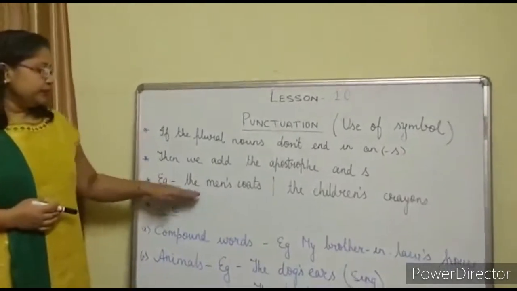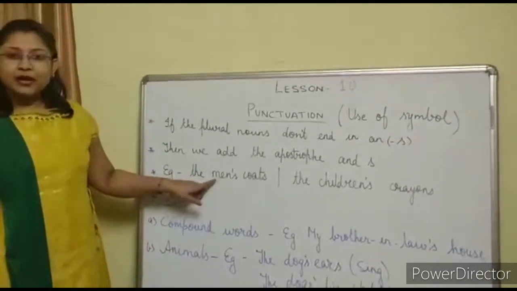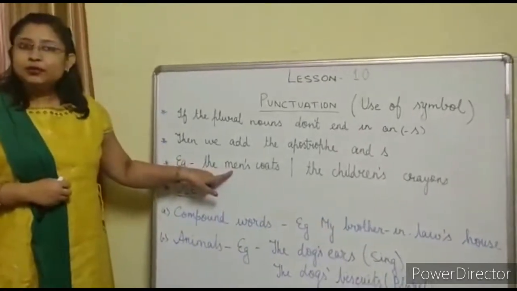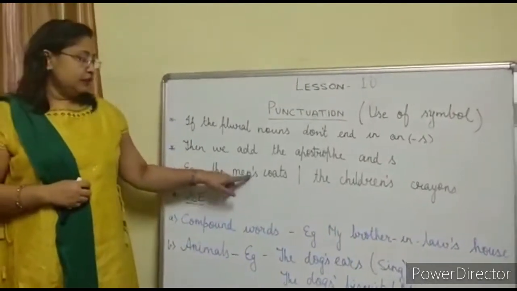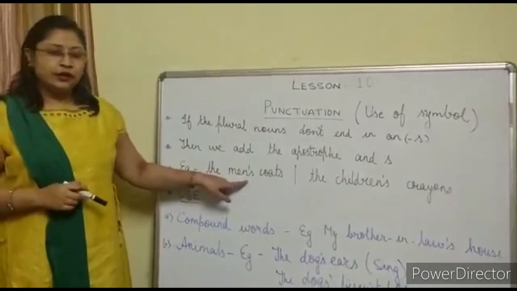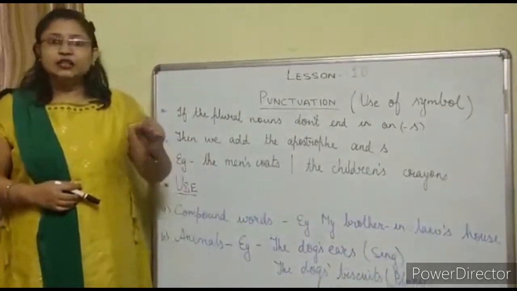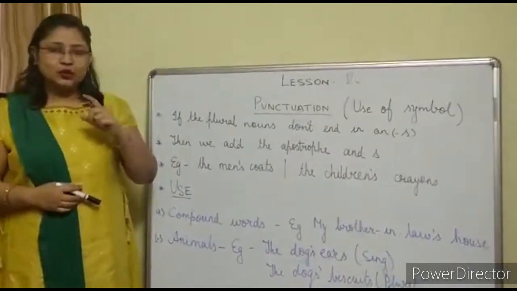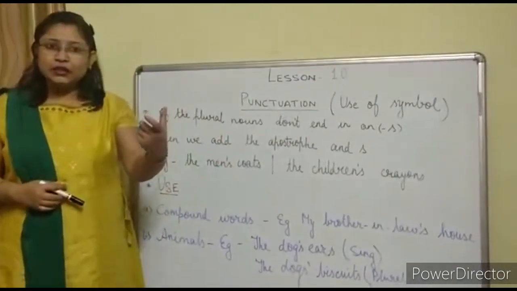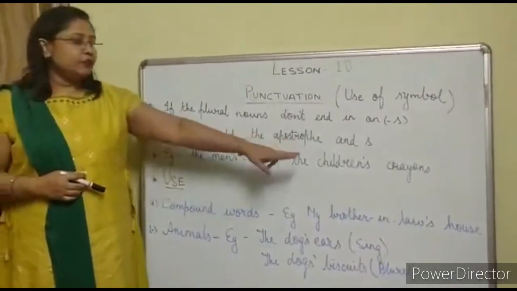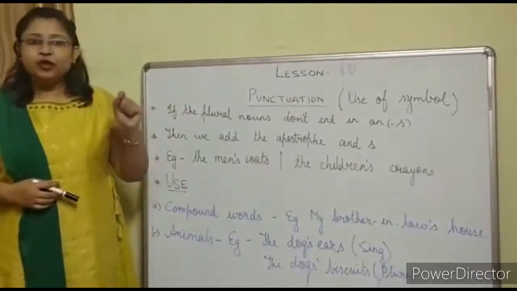For example, it is a plural form. Man is singular and men is plural. So when men is there, it is plural. But we have placed apostrophe before S, and this is a plural form. Another example, child, children. So children, as the word suggests, it is plural. But where have we placed the apostrophe? We have placed the apostrophe before S.